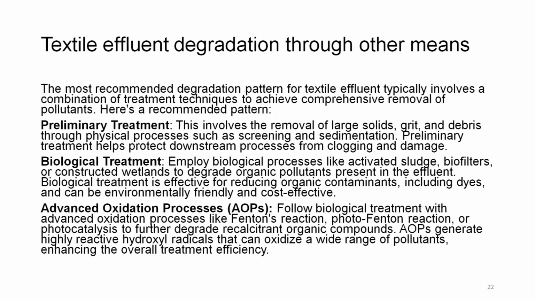This involves the removal of large solids, grit and debris from the textile effluent through physical processes such as screening and sedimentation. Primary or preliminary treatment helps protect downstream processes from clogging and damage. Biological treatment, employing biological processes like activated sludge, biofilters or constructed wetlands, degrades organic pollutants present in the effluent. Biological treatment is effective for reducing organic contaminants, including dyes, and can be environmentally friendly and cost effective.